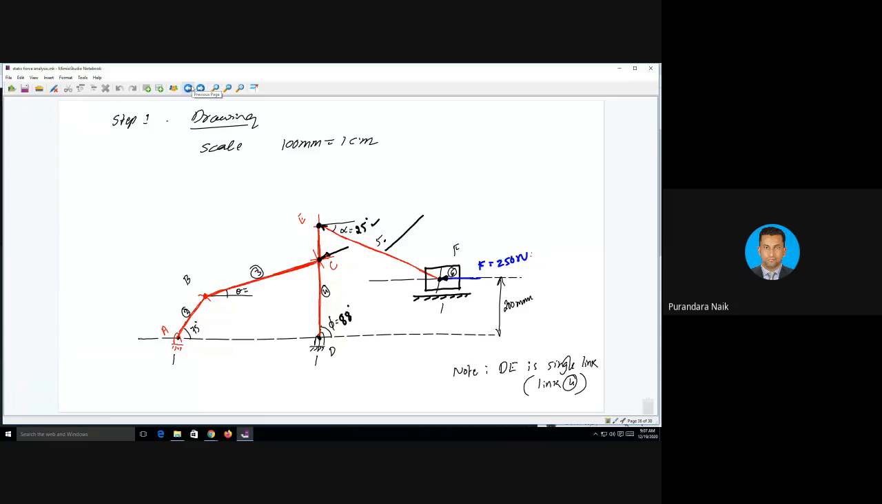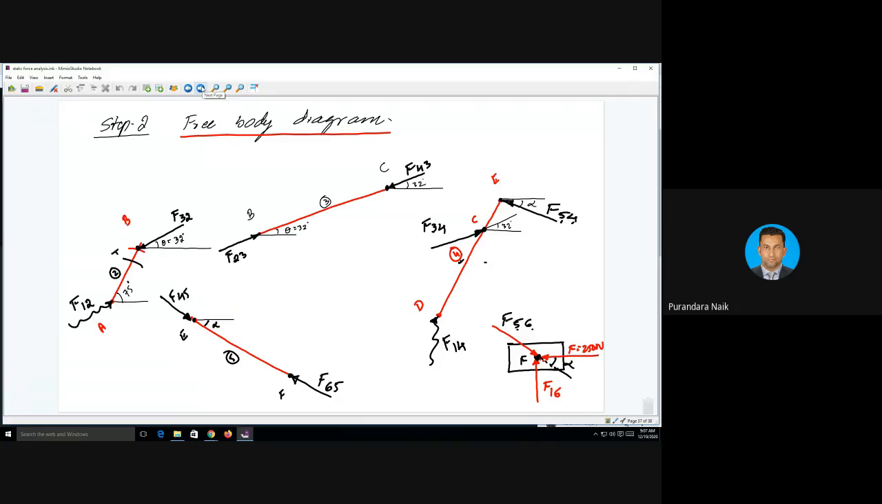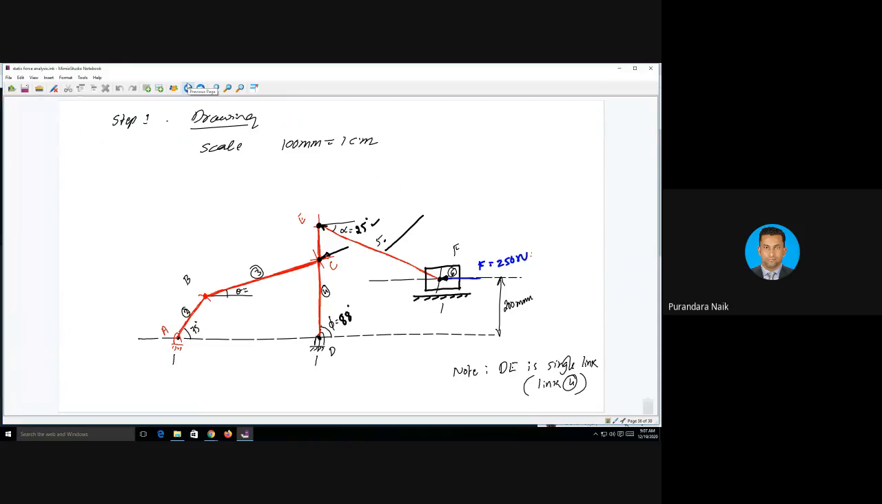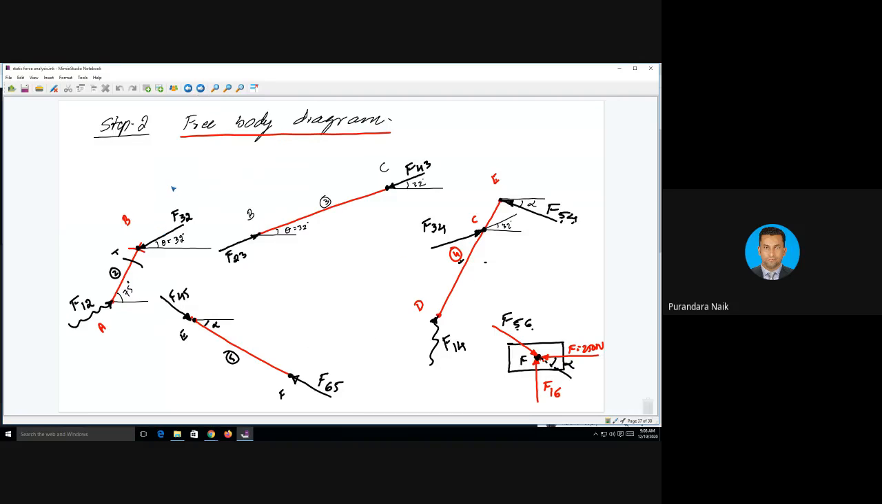Later we have drawn the free body diagrams for all the links. We'll start from the very first link, AB. At A, there is a force F12, and at point B, a common point on links 2 and 3, the force acting on link 2 by link 3 is F32. The direction of F32 is along link 3, because there is no intermediate force acting on link 3. That's why it acts along the direction of link 3.